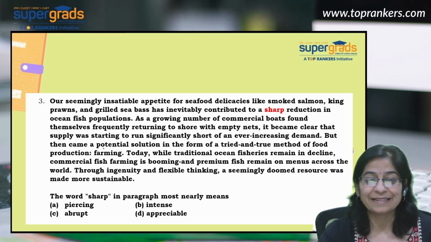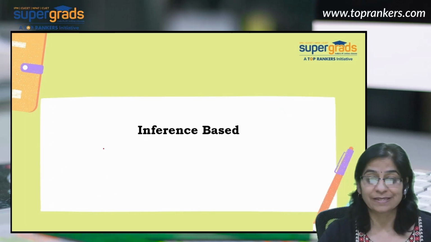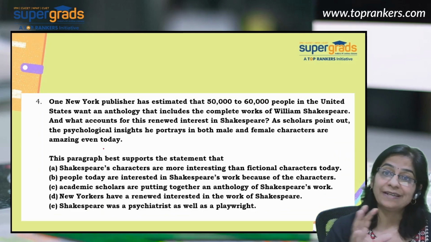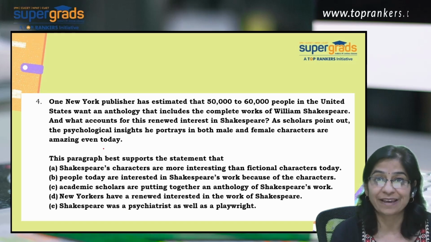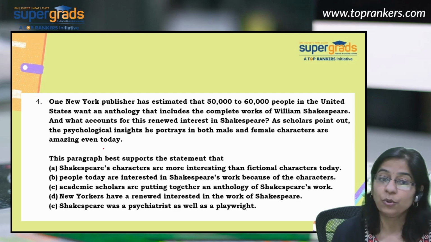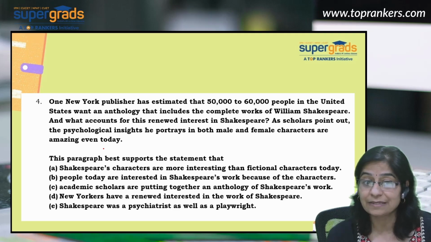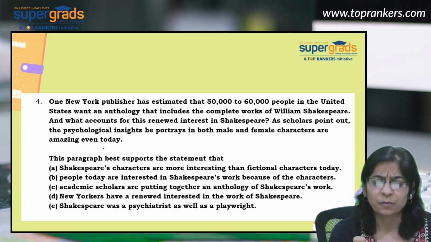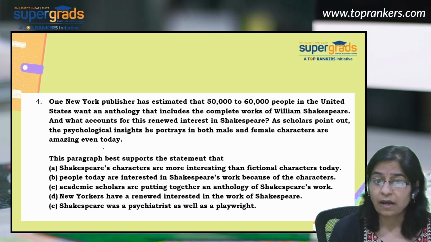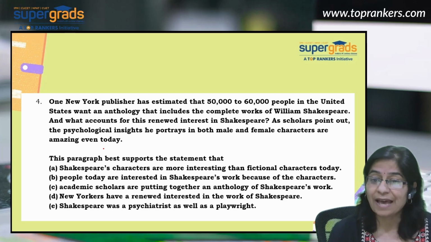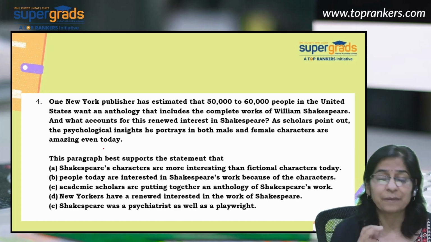Now, let's take a look at the next question type. So, trick 4 for the inference based questions. See here, you will have to understand the meaning of the given line before you can finalize your answer. So this says, one New York publisher has estimated that 50,000 to 60,000 people in the United States want an anthology, a collection of books and poetries, that includes the complete works of Shakespeare. And what accounts for this renewed interest in Shakespeare? As scholars point out, the psychological insights he portrays in both male and female characters are amazing even today.